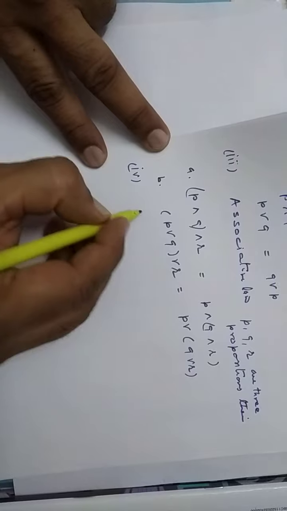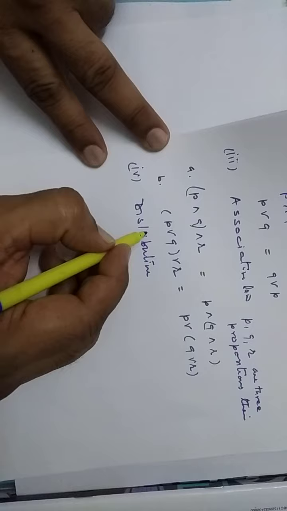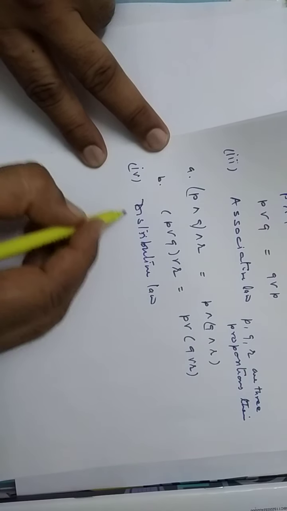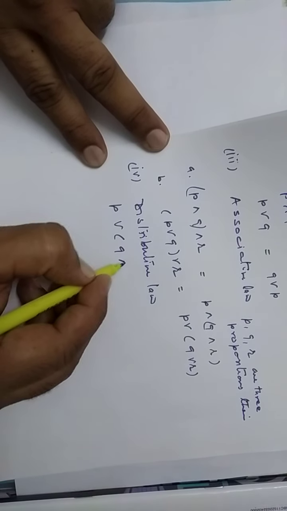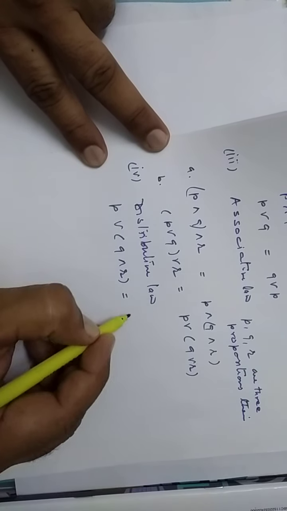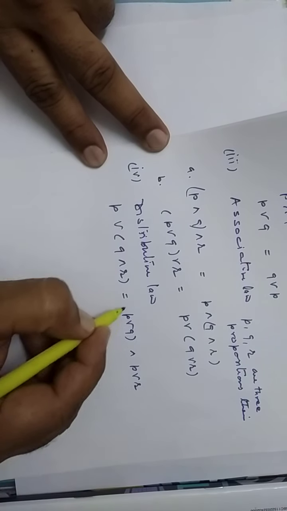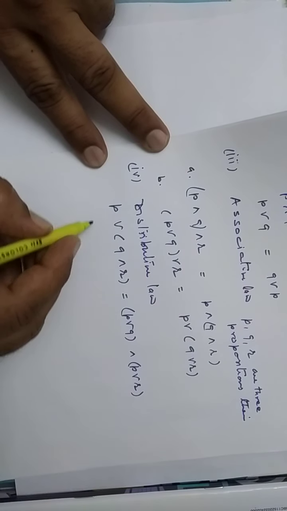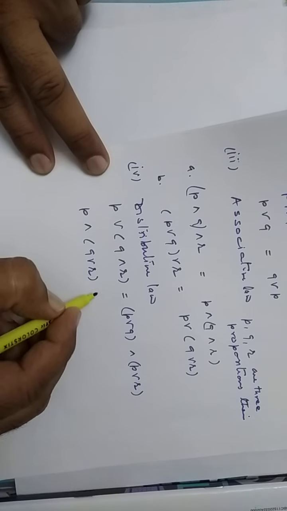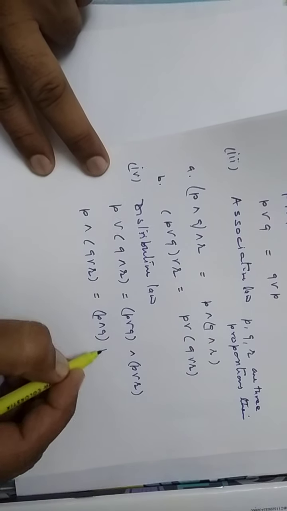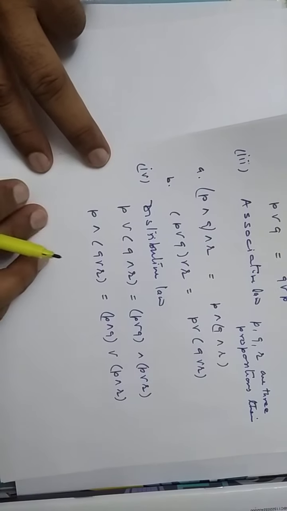Fourth one is distributive law. P join (Q and R) is equal to (P join Q) and (P join R). And P and (Q join R) is equal to (P and Q) join (P and R). This is our distributive law.